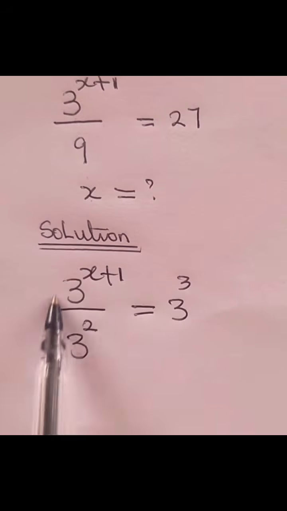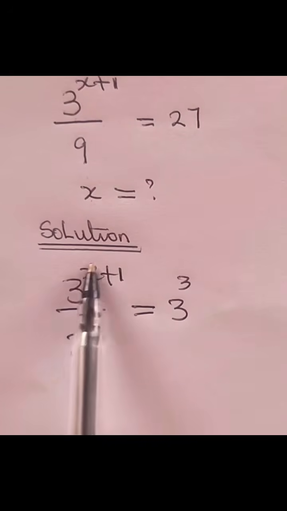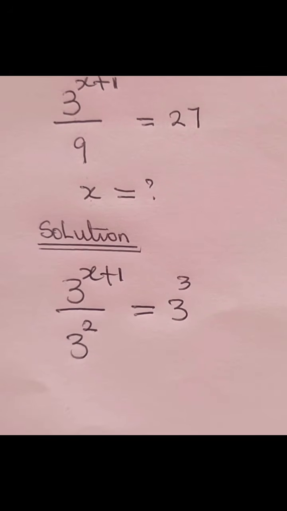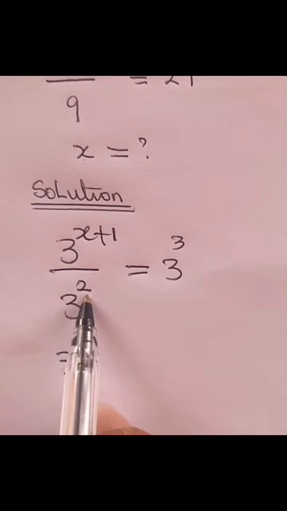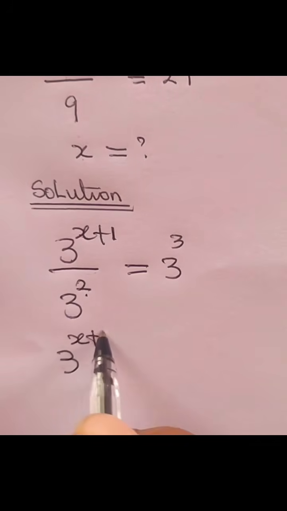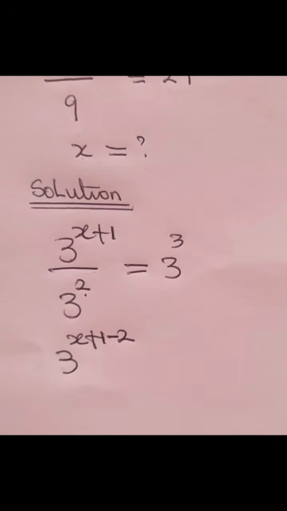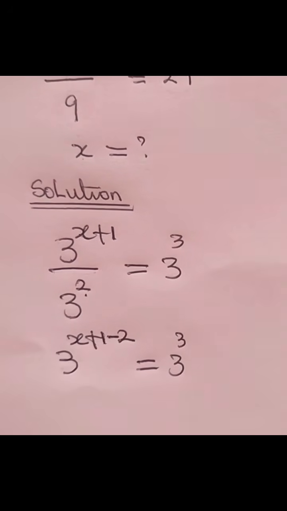Let us now apply one of the laws of indices here. That is the law of division. That law is going to take care of the left-hand side of the equation. The law says if we have the same base dividing, what we need to do is just write down one of the bases, which is base 3, and subtract this power from this other power. So we are going to say x plus 1 minus 2. Then everything will be equal to 3 raised to power 3.